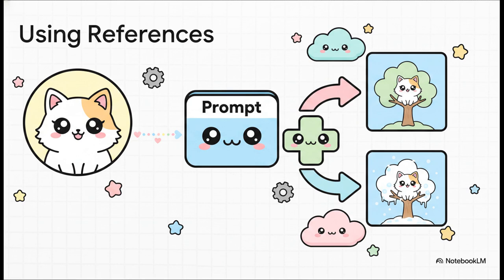Flow generates brand new images of our exact cat, but now he's hanging out outside in a tree. You can even click on that new image, edit it to make it winter, and suddenly our perfectly consistent character is sitting in a snowy tree. It's like a puzzle coming perfectly together.